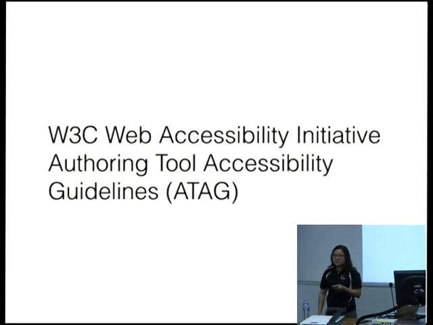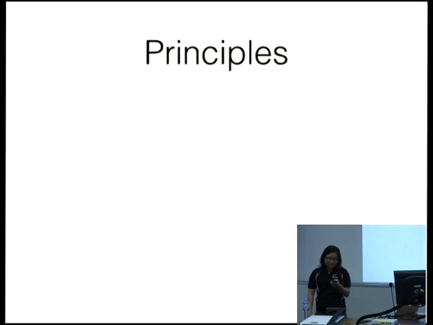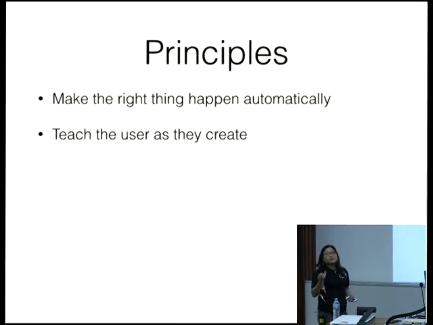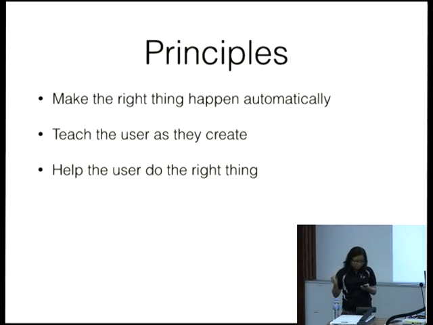So I want to start simple with three basic principles. Well, first of all, you want to make sure that you just do the right thing for the user. Don't make them jump through hoops to turn on the option that should be on in the first place. Just do it automatically. Teach the user as they use your interface to create. Don't expect them to magically know that this thing is important or that this thing is even possible. You have to keep in mind the level of knowledge, technical competence or interest that your user has. Help the user do the right thing. Give them a hand. Don't leave them stranded.